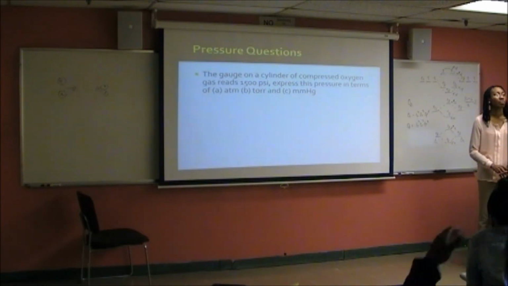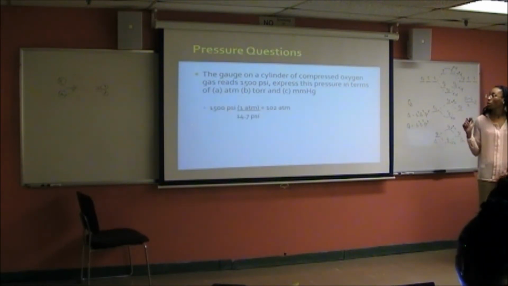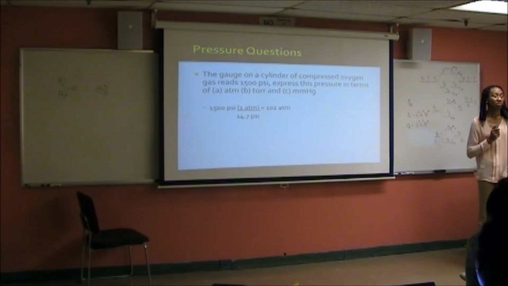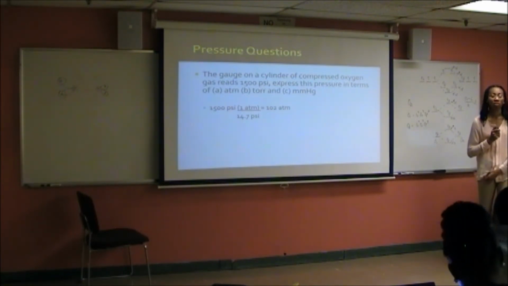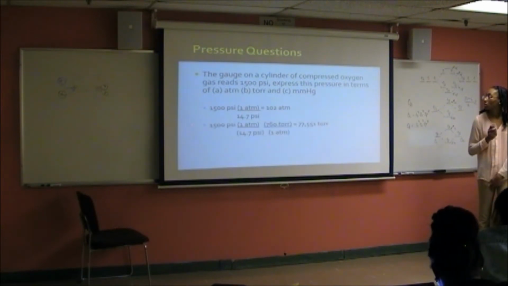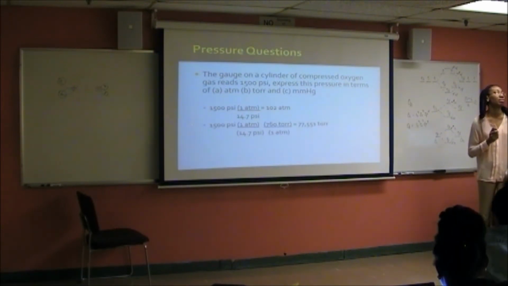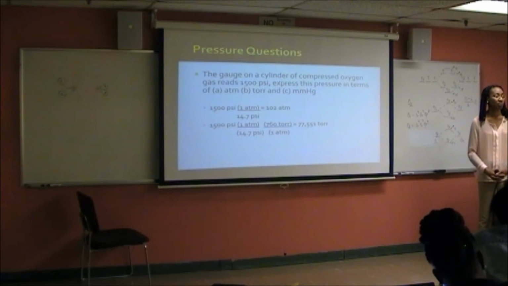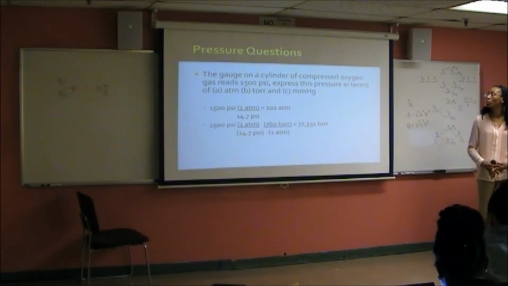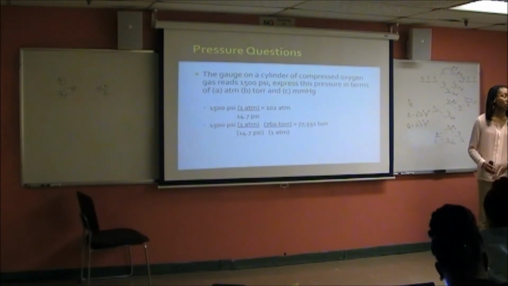102.04 atm, and times 760 is about 77,551 torr. And same thing for your millimeters of mercury. Do we get that? Okay.